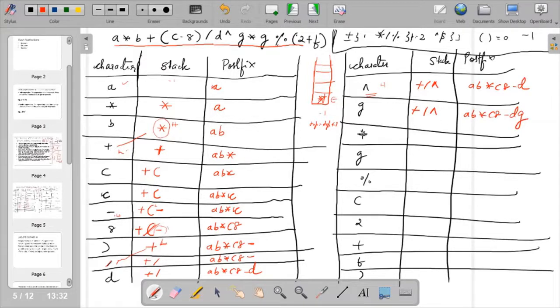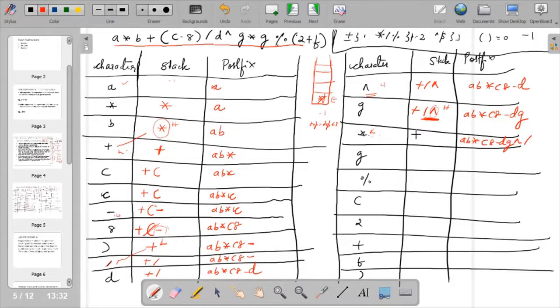Now you have star. Compare the priority of star and power. Here power has higher priority, and dollar also has high priority, so this priority is high and this is low. When such a case comes, you pop until you reach an operator with priority equal to star's priority. This is a very important case: star and division have the same priority. So both power and division should be popped and pushed into the postfix expression. That is AB star C8 minus DG. First popped was power, then popped was division.